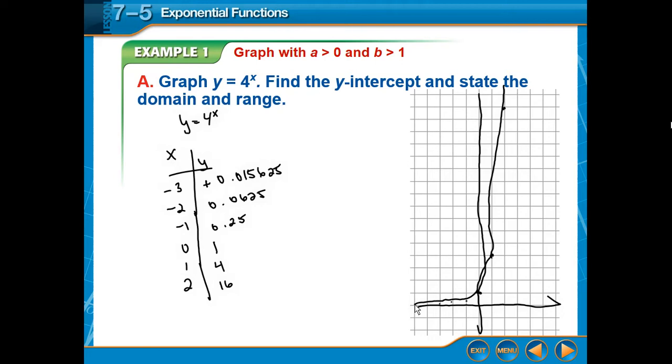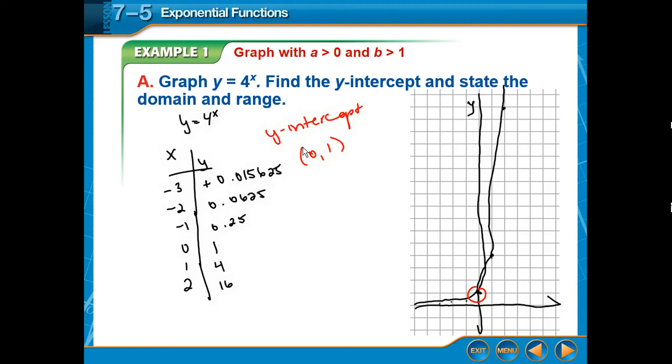And the second part of this says to find the y-intercept and state the domain and range. So my y-intercept, that's where it crosses my y-axis. So in this, right there is my y-intercept. So my y-intercept is (0, 1).